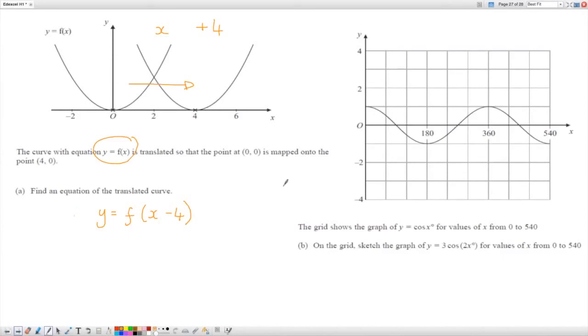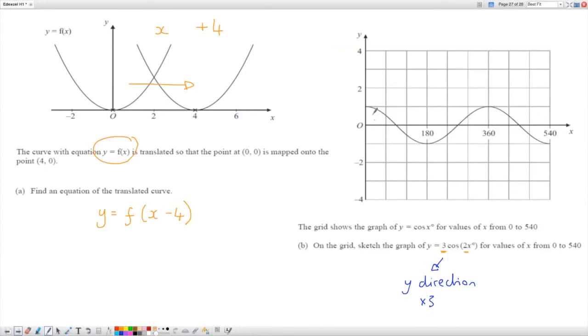In our next graph, we're given y equals cos x, and then asked to sketch a transformed graph. We have a 3 here and a 2 next to the x inside the brackets. So first off, let's look at the 3. The 3 sitting here outside the bracket is going to stretch the graph in the y direction by the scale factor. So it's a stretch in the y direction, multiplying the y coordinates by 3.